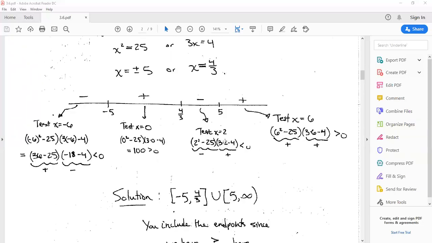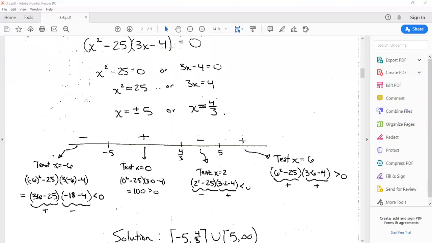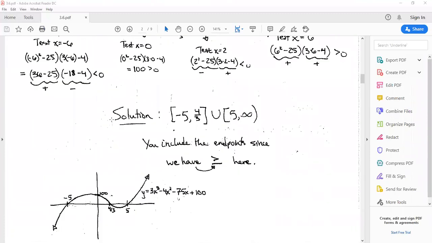Okay, and once again, this one we could have done maybe graphically if we know the end behavior of this cubic polynomial and we know all of its zeros, and their multiplicities as well. They all have multiplicity 1, I think. So we can also do a graph of this polynomial and see that the intervals in question, from -5 to 4/3 and from 5 to infinity, are exactly the places where this polynomial's y values are positive or 0.